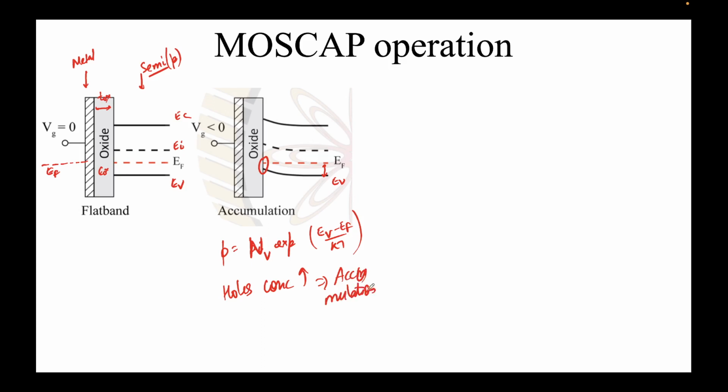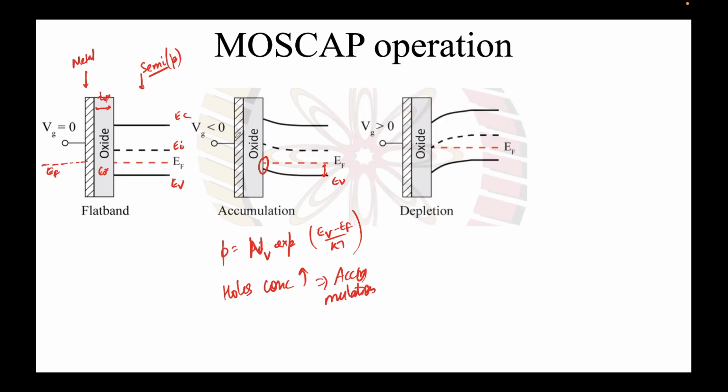All right, so what will happen when we apply bias? Just forget about the oxide for a second. When you apply positive bias, this positive bias will repel the holes. There are a bunch of mobile carriers here, right? This positive potential will tend to repel them, correct?